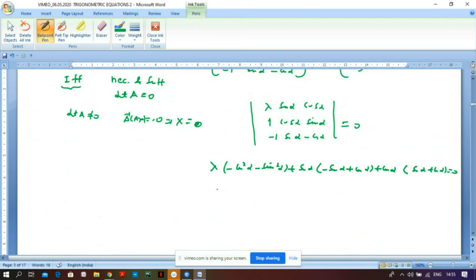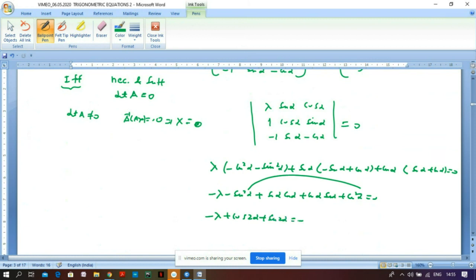And I collect the terms. This is negative lambda, and then this is negative sine square alpha, and then plus sine alpha cos alpha plus cos alpha sine alpha, and plus cos square alpha is 0. I am getting negative lambda, and then negative sine square alpha plus cos square alpha, that is cos 2 alpha, and then this is sine 2 alpha, 2 sine alpha cos alpha, sine 2 alpha is 0.